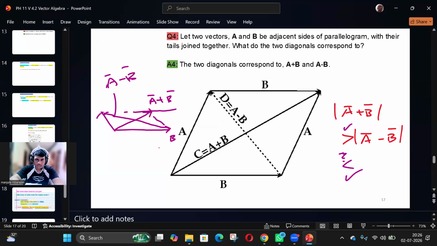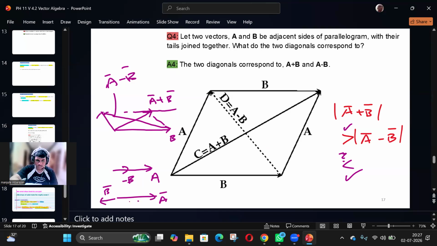Extreme case is this one. Suppose I have A like this, B like this. So here A plus B is obviously some value. But if we take the same A, but reverse the direction of B, then, okay, actually this should be minus B. So I'll take this as B. So here in this case, A plus B is more than A minus B. Correct? No.